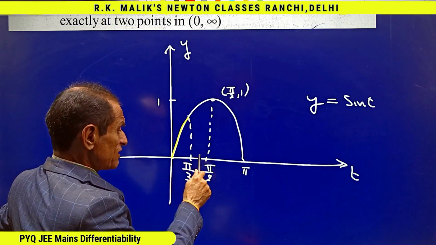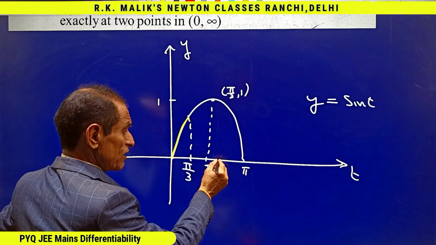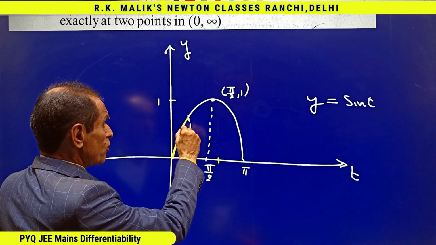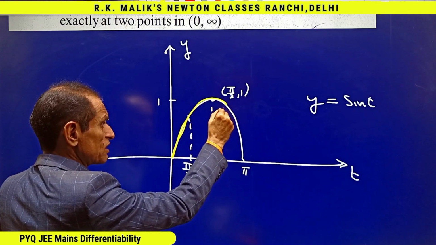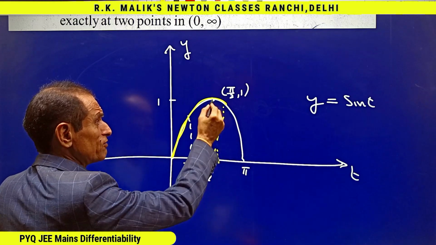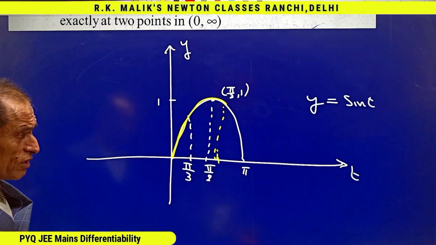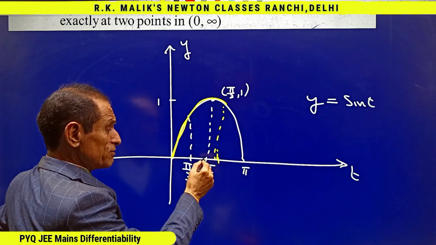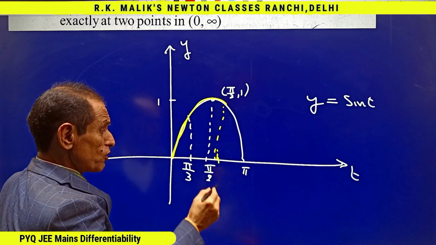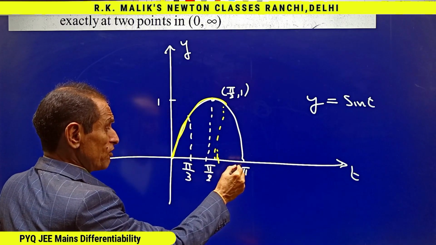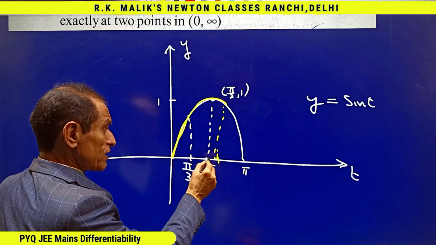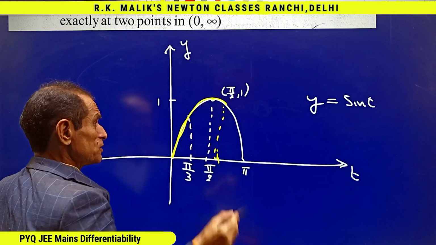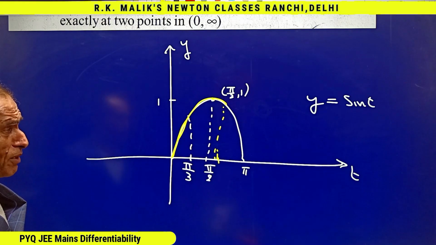But once x has crossed pi by 2, say here, then out of all the y coordinates of these points, the maximum value of sin t will always be 1. That is, this situation will be there whenever x lies between pi by 2 and pi, because for all these values of x, whenever t varies from 0 to x, out of all these y coordinates, the maximum y coordinate will be at this point. That is, the maximum y coordinate will be 1.